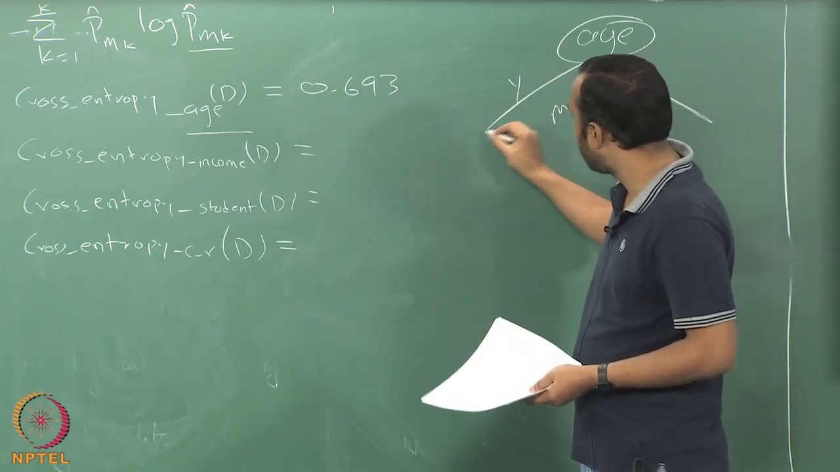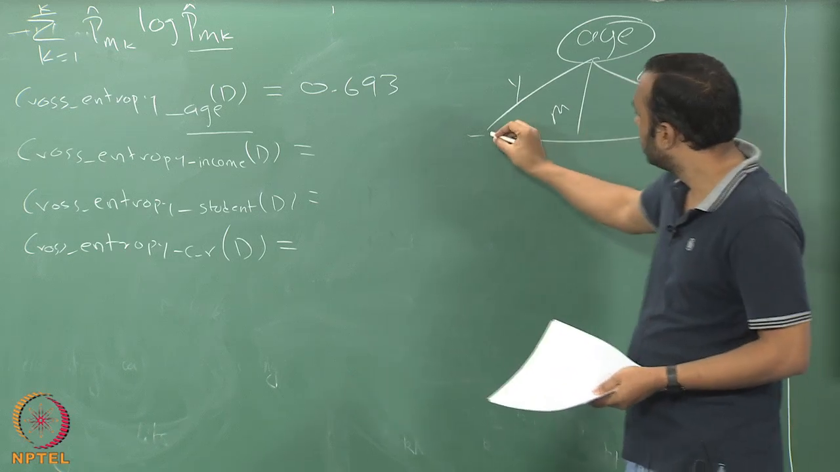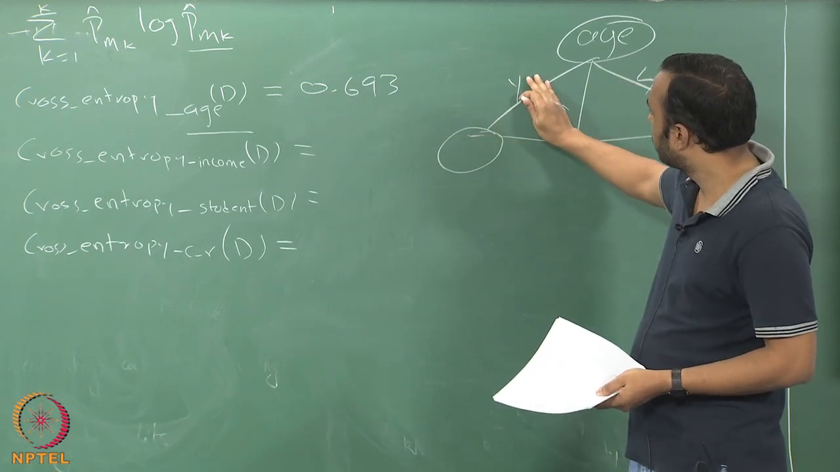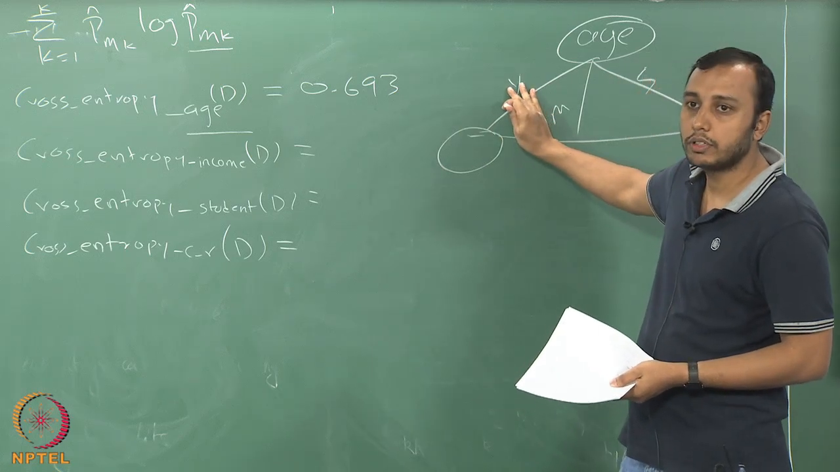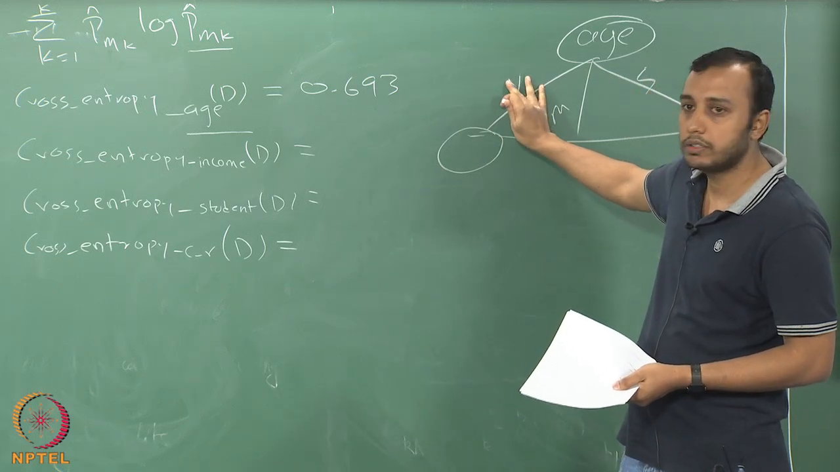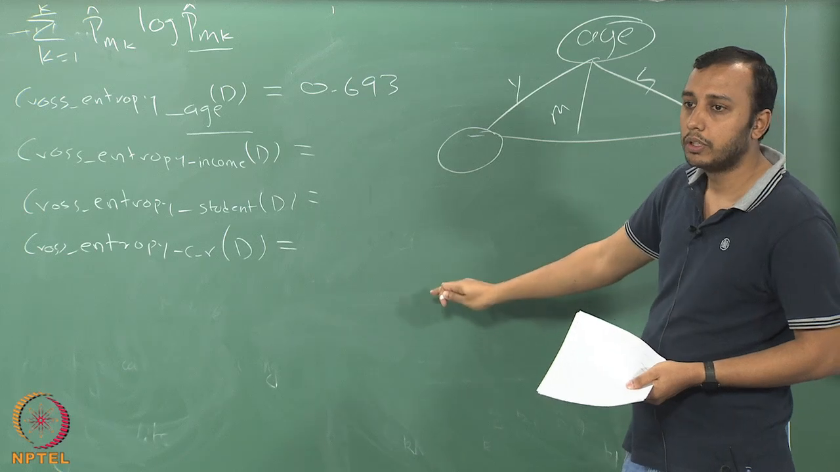Now what happens here? At each of these, once you have done this, it's a recursive process. Now you eliminate from your data set everything which doesn't have age equal to youth. So you consider only that portion where age is equal to youth, and you repeat the process, right?